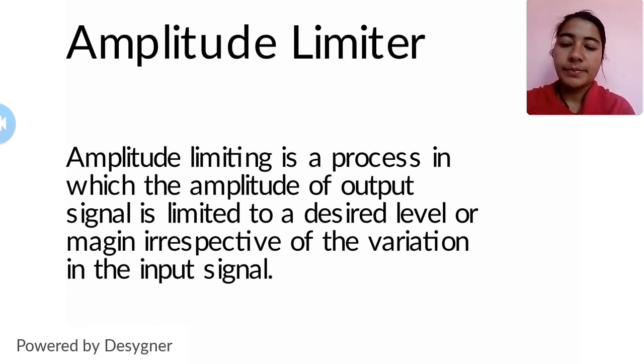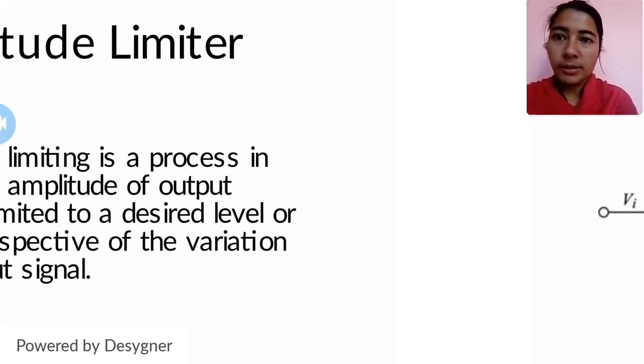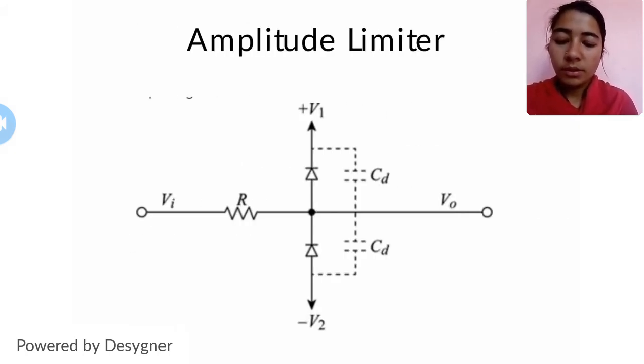Amplitude limiter. Amplitude limiting is a process in which the amplitude of the output signal is limited to a desired level or margin irrespective of the variation in the input signal. An amplitude limiter is an electronic device which clips or removes the amplitude of the output signal to a desired margin irrespective of variation in the input signal.